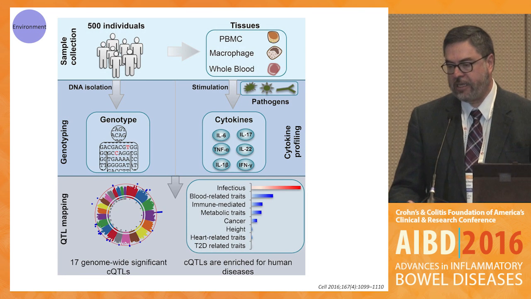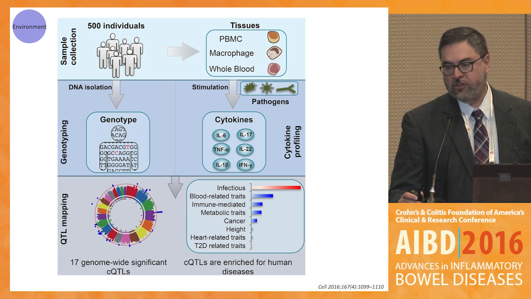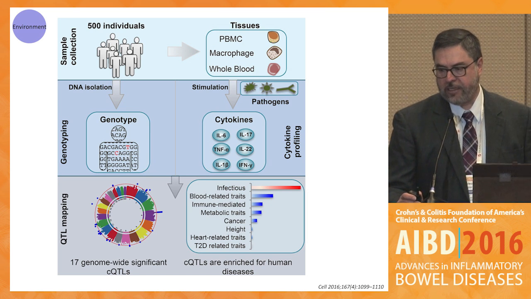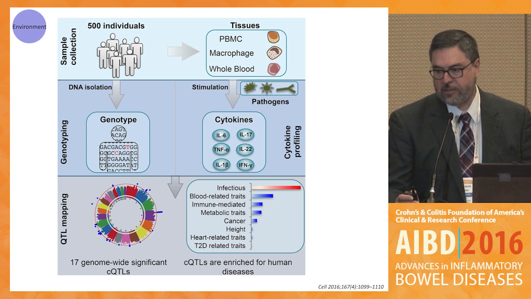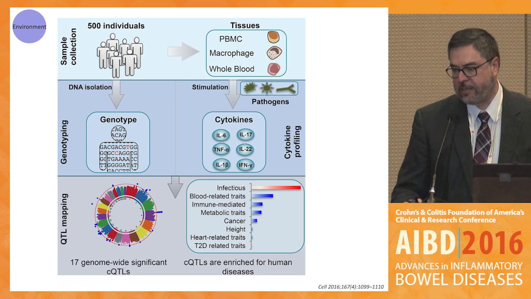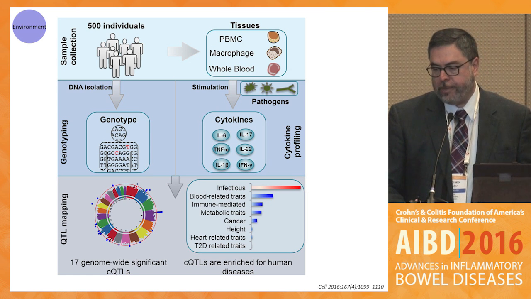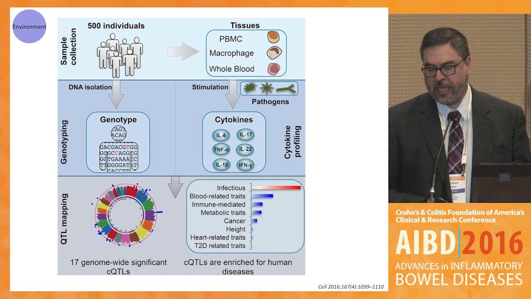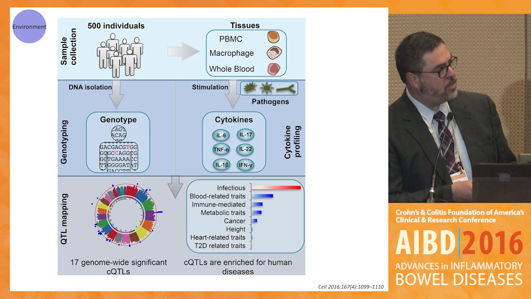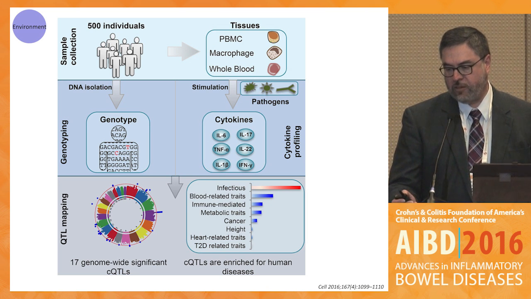So let's look at study 1. So in the first study, again, the same 500 individuals, they collected peripheral blood, and they fractionated the peripheral blood into peripheral blood mononuclear cells, macrophages, and just whole blood. And they stimulated these cells with different molecules from pathogens, LPS and others, and then the readout was cytokine concentration, and they did a number of genotype studies as well as characterization of the microbiota.